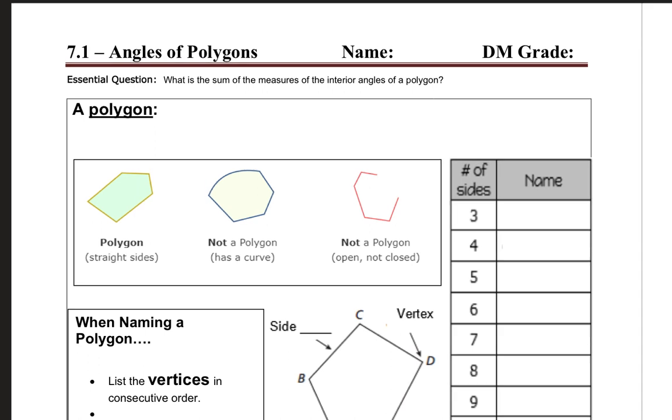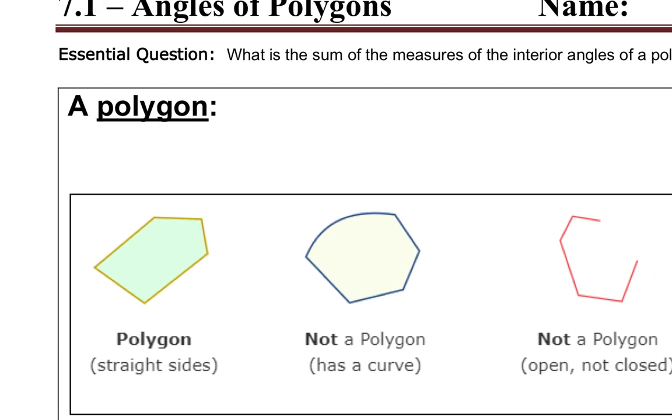All right, so we're going to talk about specifically not only polygons, but the angles of polygons today. So our essential question is, what's the sum of the measures of the interior angles of a polygon? Okay, so let's start by talking about what a polygon is. A polygon is something that looks like this.